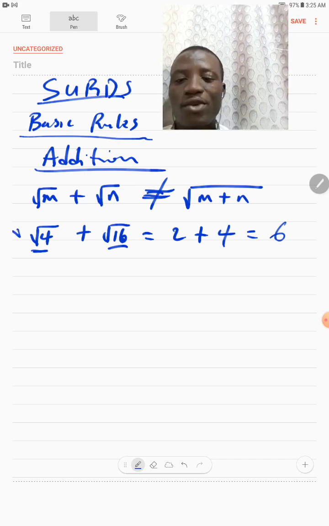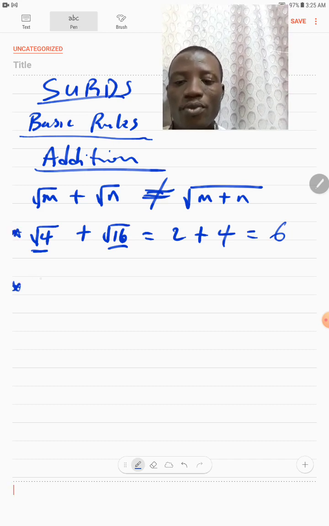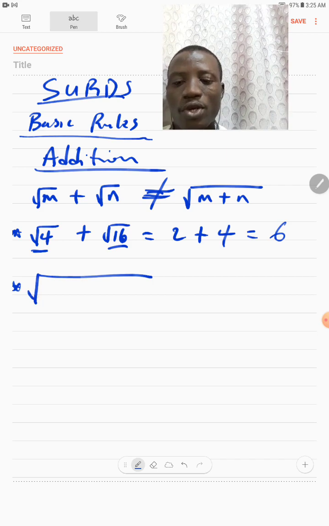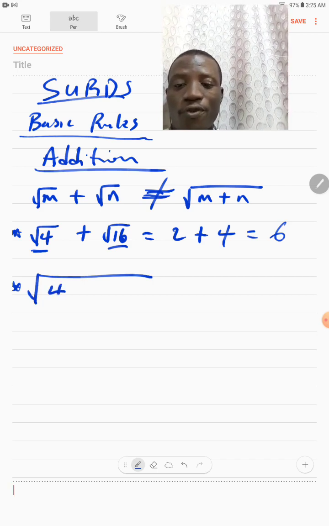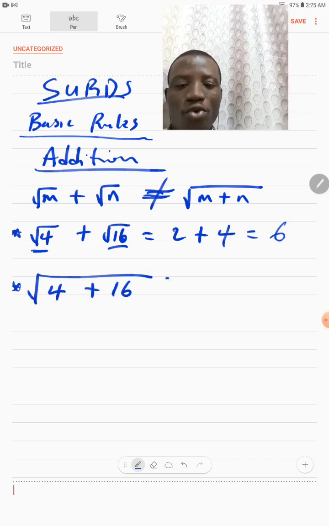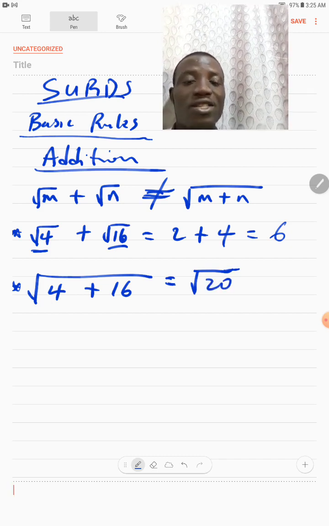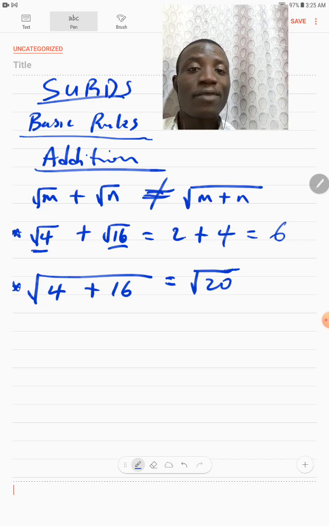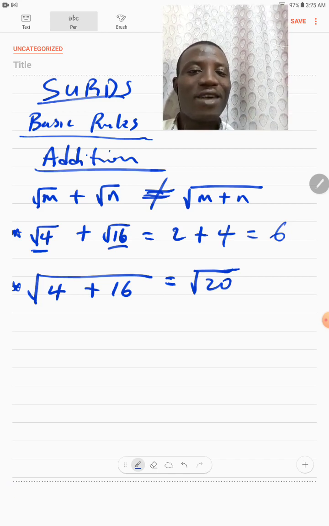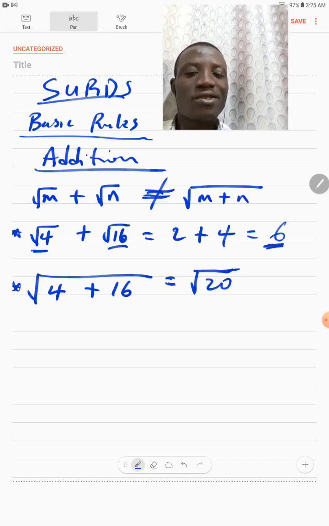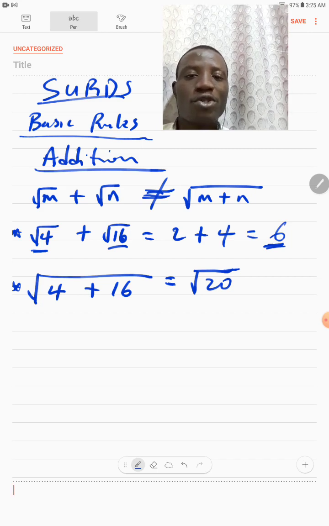Now let's say we want to do all roots. Let's say we are doing all root 4 plus 16. What will this give us? Of course, this will give us all root 4 plus 16, which is 20. And if you check even with your calculator, you see that root 20 is never equal to 6. So you can see when we did root 4 plus root 16, we got 6. But when we did all root 4 plus 16, we have root 20.